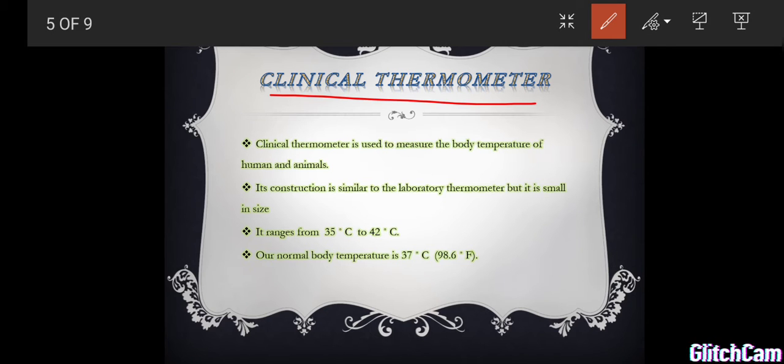The clinical thermometer also looks like a laboratory thermometer, but there are two main differences. We are using this to measure the body temperature of humans and animals. It is similar to the laboratory thermometer, but it is small in size, and the range here is 35 degree Celsius to 42 degree Celsius. The normal temperature of a human body is 37 degree Celsius, or in Fahrenheit, 98.6 degree Fahrenheit.